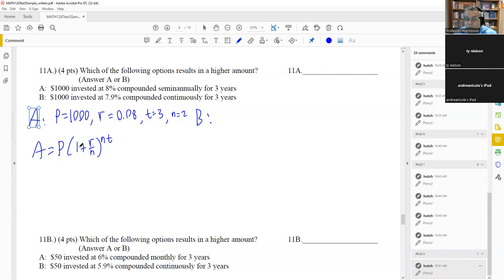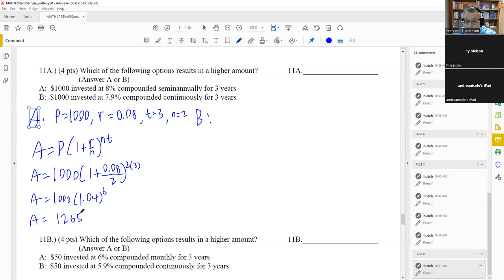And now we're just going to plug in the information. We have 1,000, 1 plus 0.08. Notice that whenever we have a percentage, we always want to change it to a decimal. So you never want to put 8 in there. It has to be a decimal when you put it into the formula. N is 2, and you have 2 times 3 there on top. We're going to work out the part in parentheses first. So 1.04 we get inside there, and that's raised to the 6th power. And then finally, we just need to put that into the calculator and we'll get this 1265 and 32 cents. That's for A. So now we're going to do the B.